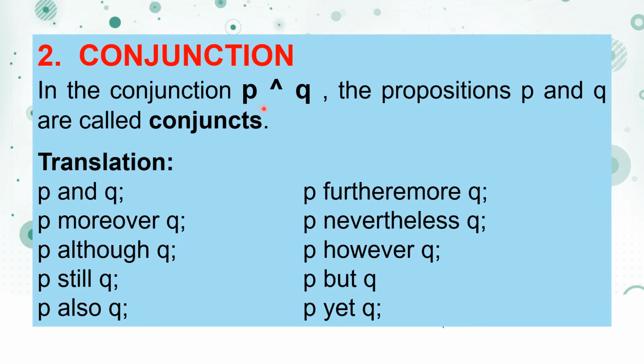P furthermore Q. P nevertheless Q. P however Q. P but Q. And P yet Q. So memorize by heart all the translation and the symbol for conjunction, which is this one.